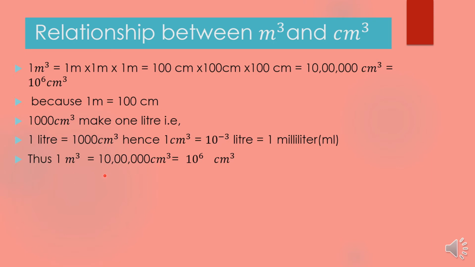Again, this is the repetition of the first point. That is, 1 meter cube is equal to 10 lakh centimeter cube, equal to 10 raised to the power 6 centimeter cube. So we know 1 liter equals 1000 centimeter cube equals 1000 ml. It means 1 ml equals 1 centimeter cube or 10 raised to the power minus 6 meter cube.